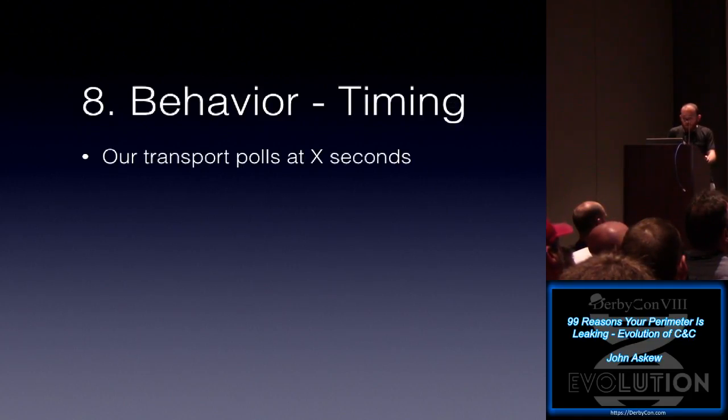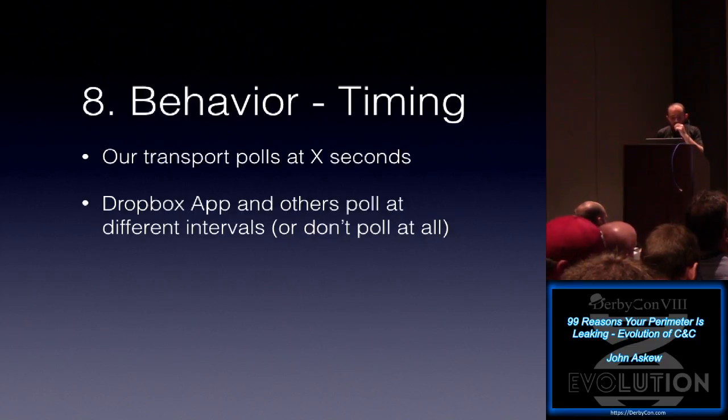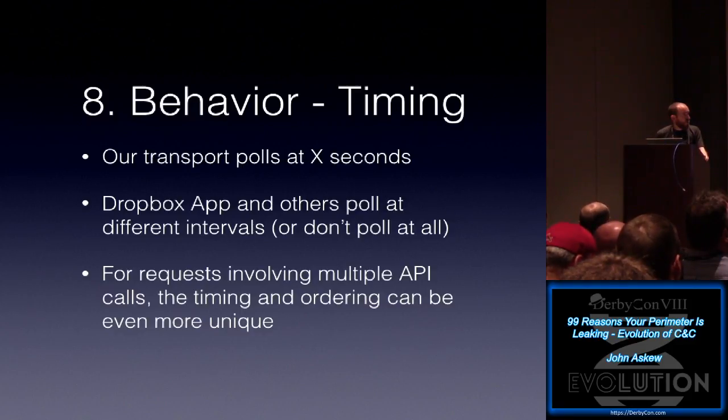Timing, so many things roll back to a time factor. The transport I was using earlier was polling Dropbox every 9 seconds. It's kind of an odd number, intentionally. Other applications that use Dropbox will poll at different intervals, or they won't poll at all. They'll use some kind of push mechanism. So it's a good way to discriminate between things. And then, like I said earlier, the ordering can be unique as well.